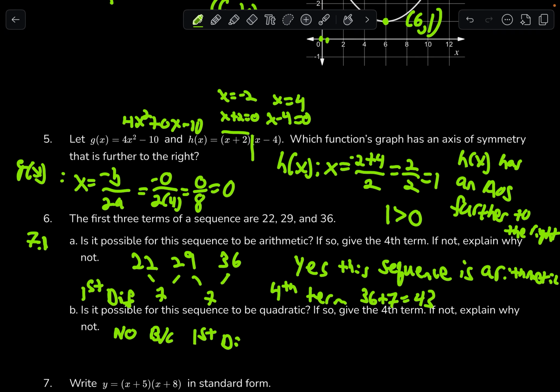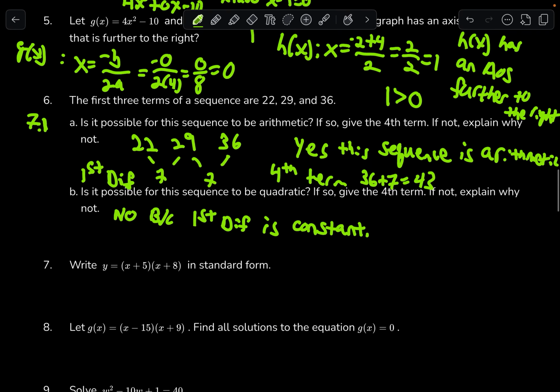Because first difference is constant, I already told you it's arithmetic. They're kind of mutually exclusive. You can't have both. If it's arithmetic, then it can't be quadratic. If it's quadratic, it can't be arithmetic.